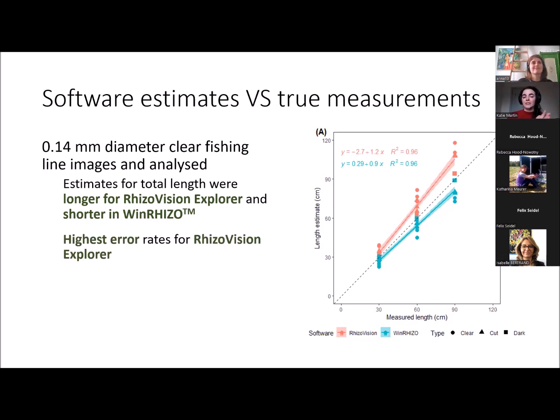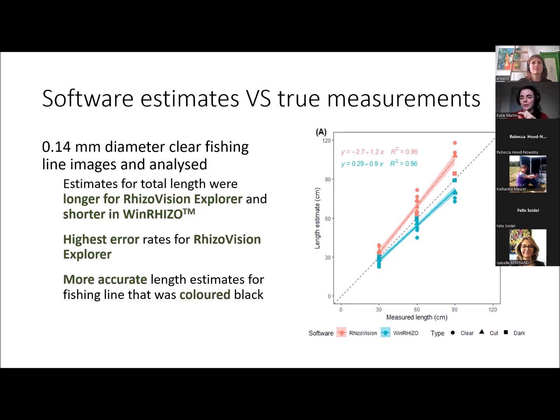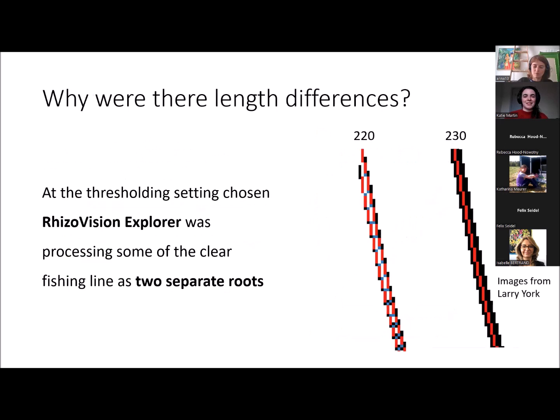There's higher error rates for Rhizovision Explorer, and there are more accurate estimates for fishing line that was colored black. So those are the square points. You can see that those are closest to the line for both software. So that could indicate that, especially for those very thin roots, staining would make accuracy in terms of length estimates better. So why were there length errors?